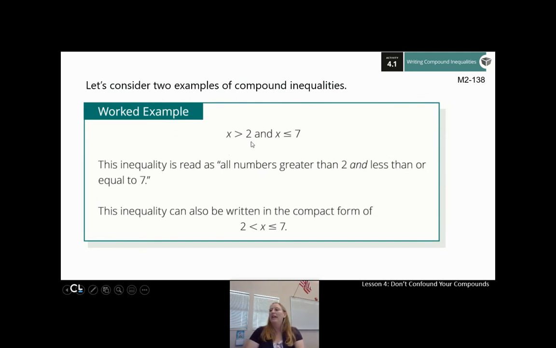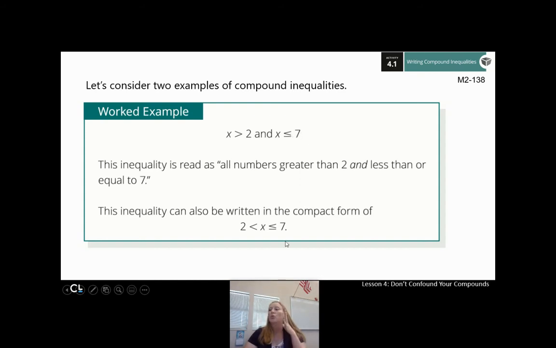So here I have X is greater than 2 and X is less than or equal to 7. So this is a compound inequality. It has the word and in the middle of it. That's our giveaway here. So this inequality reads as all numbers greater than 2 and less than or equal to 7. What's nice about these and compound inequalities is you can actually write them in compact form, because we're saying X has to be bigger than 2, but it also has to be less than or equal to 7.